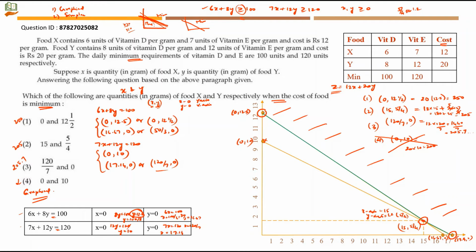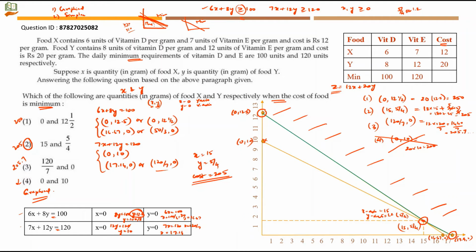Now 250, 205, 205.7, which is lesser, option 2 is lesser. From this we can say option 2 will be the right answer. So x is equal to 15 and y is equal to 5 by 4. From here we get a cost of 205. Out of these 3 critical points we find that this cost is minimum. So we have got the value of x and y through this graphical method as 15 and 5 by 4 respectively. This is how we will be doing the graphical method.